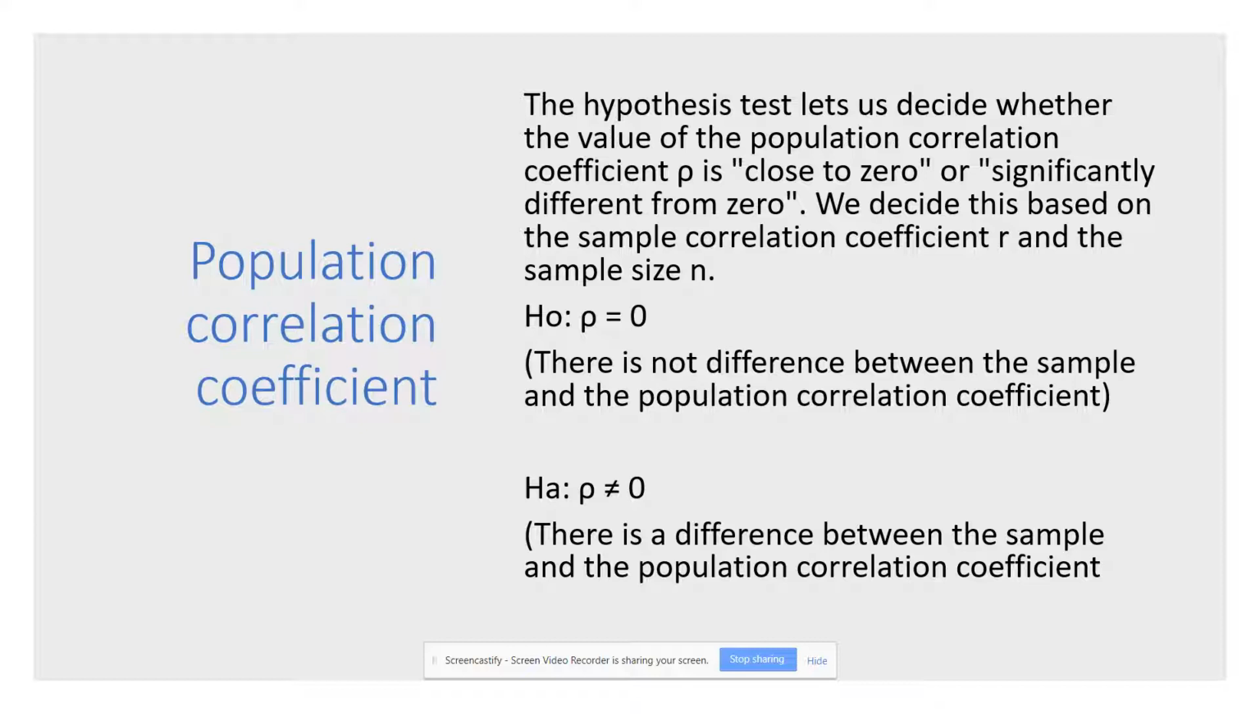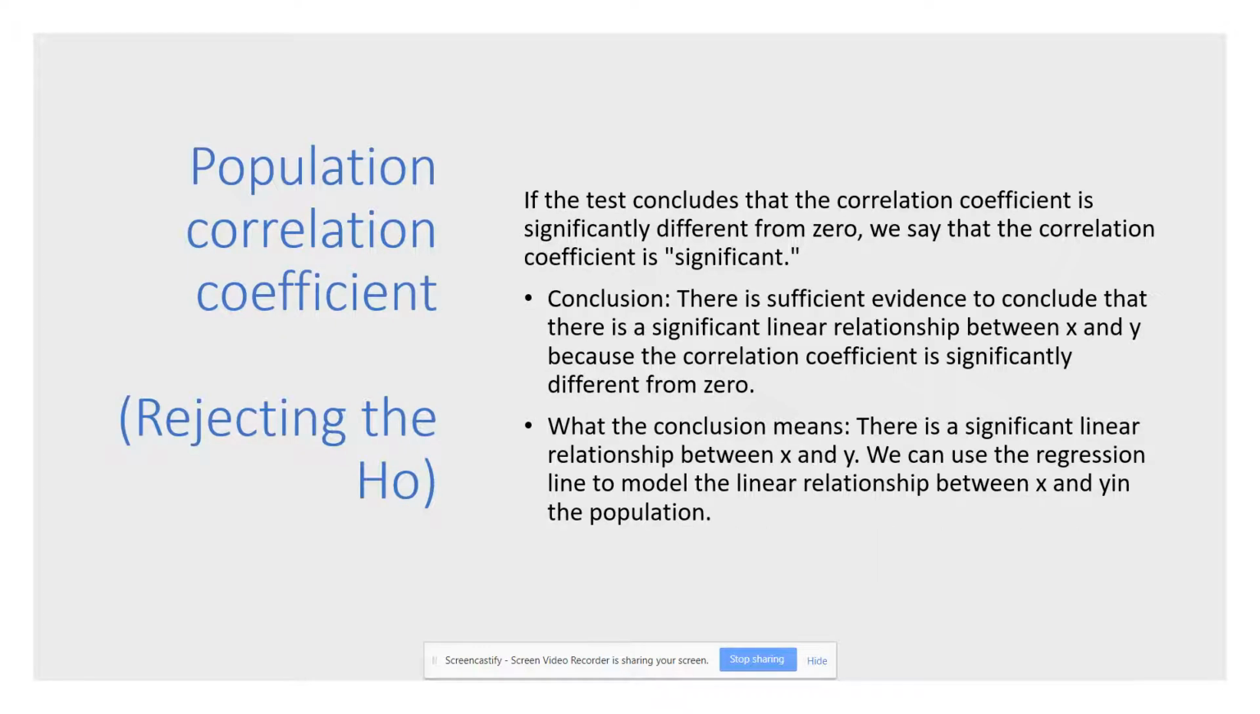But before you get upset and say, oh, I hate these things, which I understand, they really do serve a purpose. So for the null, we're going to say rho equals 0. Now remember with the correlation coefficient, I said if it's 0, that means there's no relationship. But if there is a relationship, whether it's negative or positive, the alternative says that rho doesn't equal 0. So now, if your test concludes that the correlation coefficient is significantly different from 0, you can say it's significant.